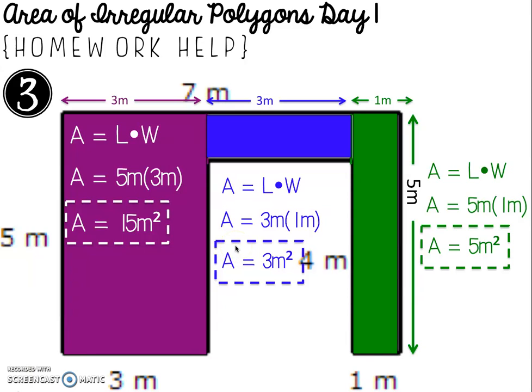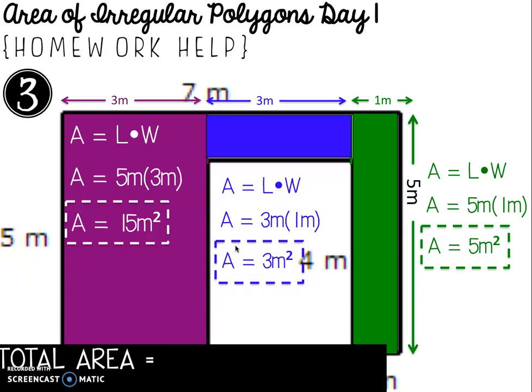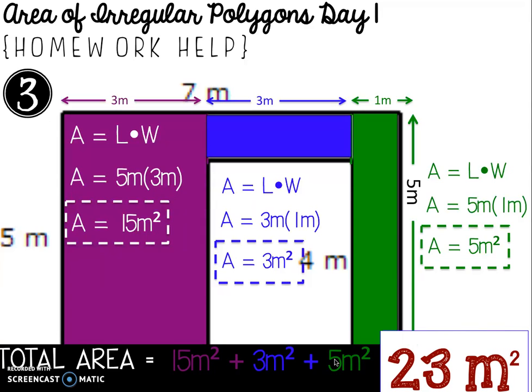Now, to get the area of our complex shape, all we have to do is find the total area. We're going to add up all of the pieces that we found. So we have 15 meters plus 3 meters plus 5 meters: 15 in the purple, 3 in the blue, and 5 in the green. When we add those together, we get a total area of 23 meters squared. That's what you're going to do for every question. You're going to break it apart either into multiple rectangles or into a triangle and a rectangle, find the area of the individual pieces, and then just add them together.